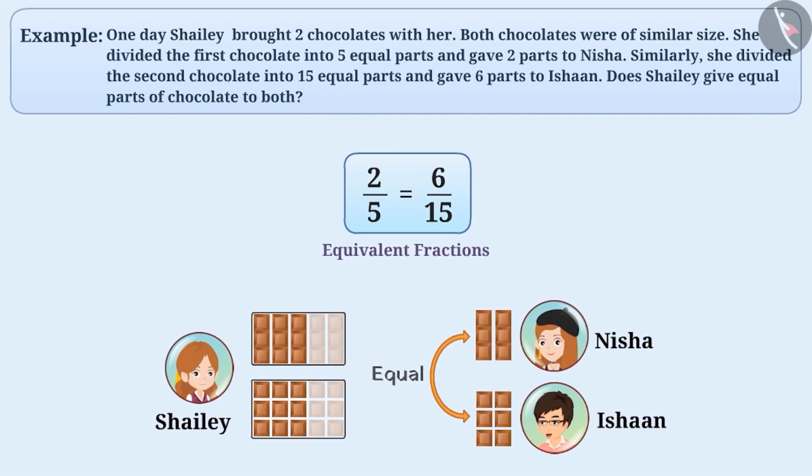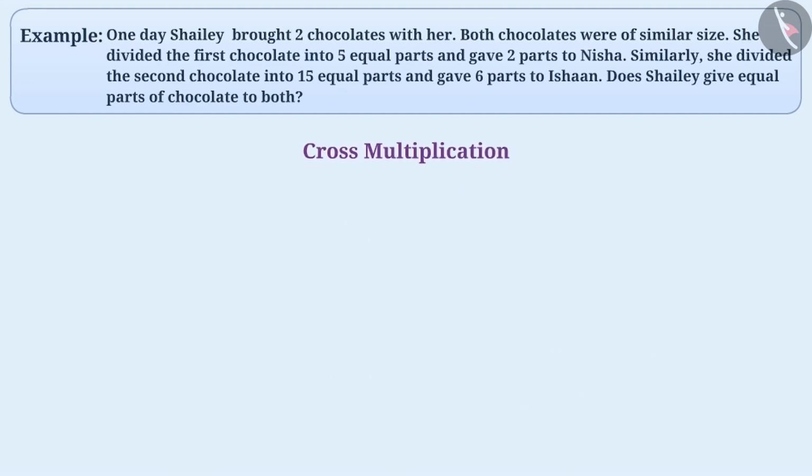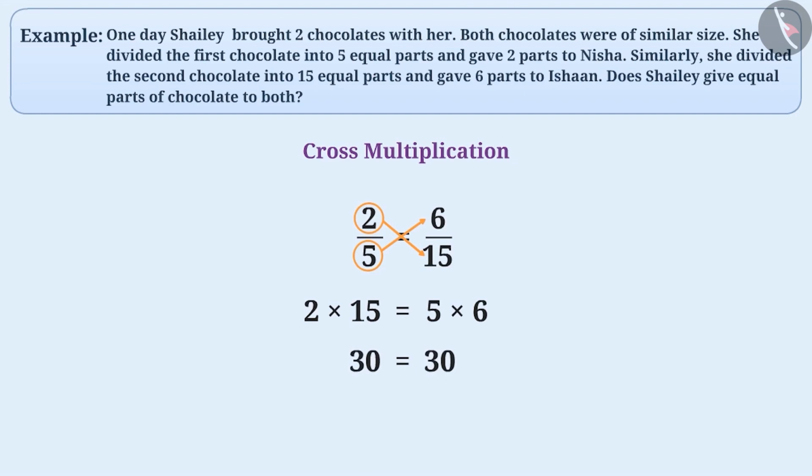There is another interesting way to do this. This method is called cross multiplication method. In this method, we write the fractions as 2 by 5 is equal to 6 by 15. Then, we multiply the numerator of the first fraction with the denominator of the second fraction, and we multiply the numerator of the second fraction with the denominator of the first fraction.